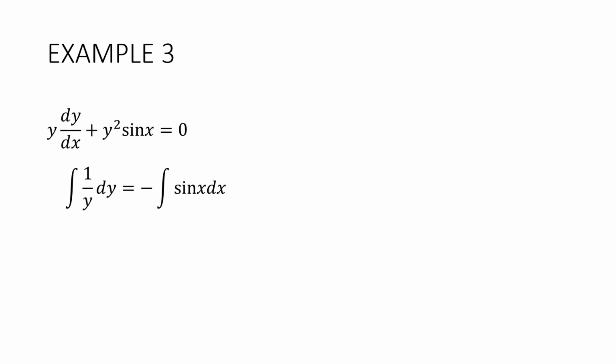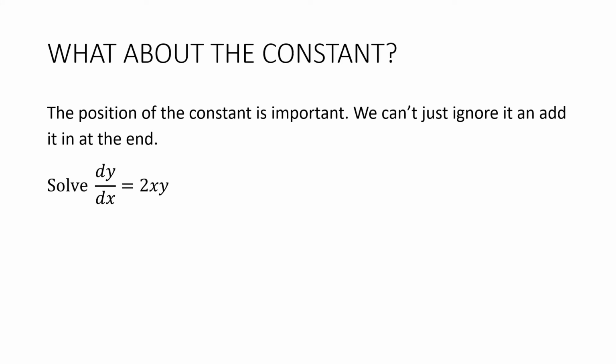Now, let's integrate both sides. We end up with log base e of y is equal to negative multiplied by negative cos x plus c. And then finally, making y the subject, we're going to get y is equal to e to the power of cos x plus c. Now the position and the timing of the constant is important. We can't just ignore it and add it in at the end.